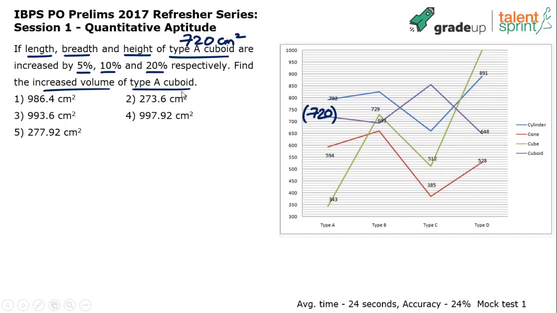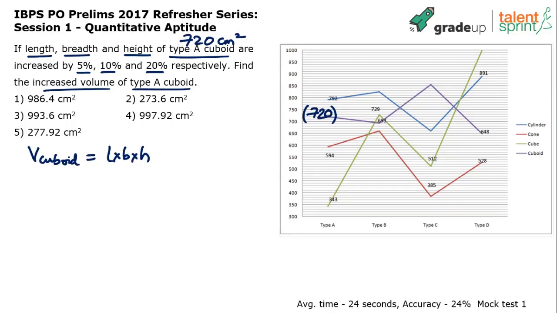So basically the dimensions have changed, right? Each of the dimensions have increased. Length increased by 5%, the breadth increased by 10% and the height increased by 20%. He's asking us to find out the new volume. By the way, you must know that volume of a cuboid is length into breadth into height. So the initial volume is 720. What would be the new volume?